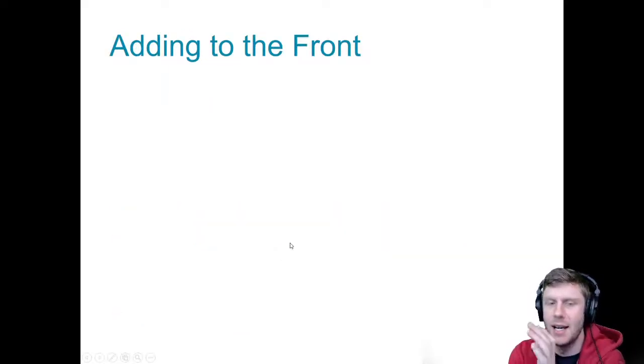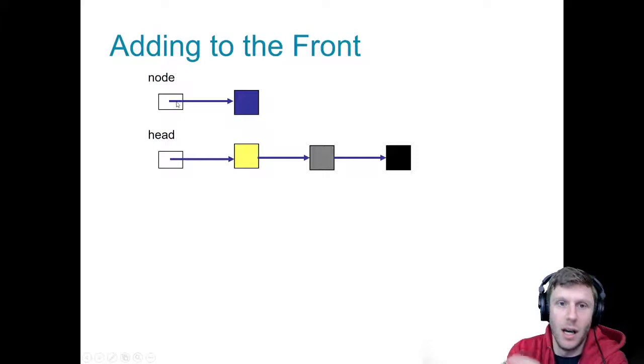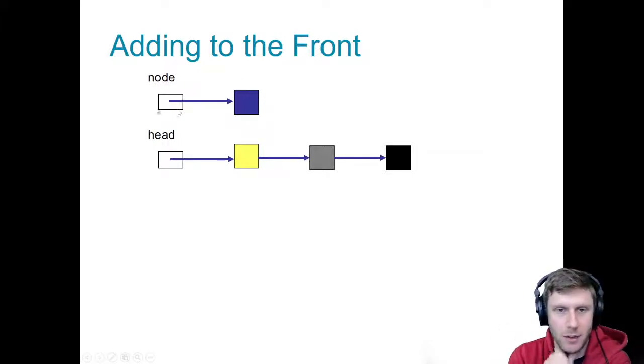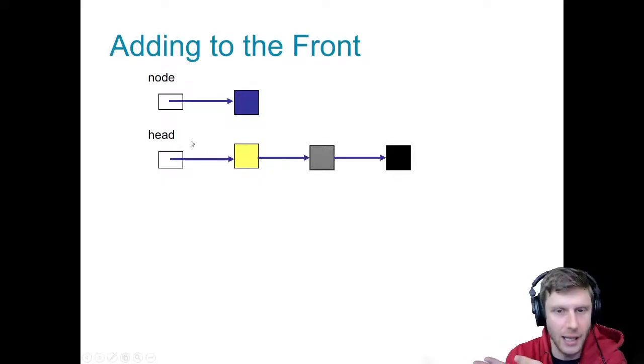Well, when we add to the front, this is perhaps an easy one. I have a new node. It's pointed to by a variable called node. This variable here is a pointer to some node somewhere. And I have a pointer to the head of my linked structure, which is this yellow one. How do I get it such that head is pointing to the blue one, and then the blue one points to the yellow one, then the yellow to the gray, and the gray to the black? How do I do this?